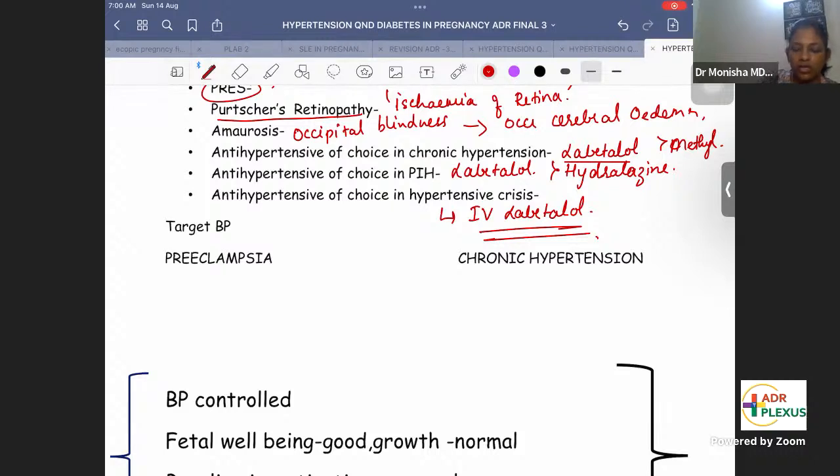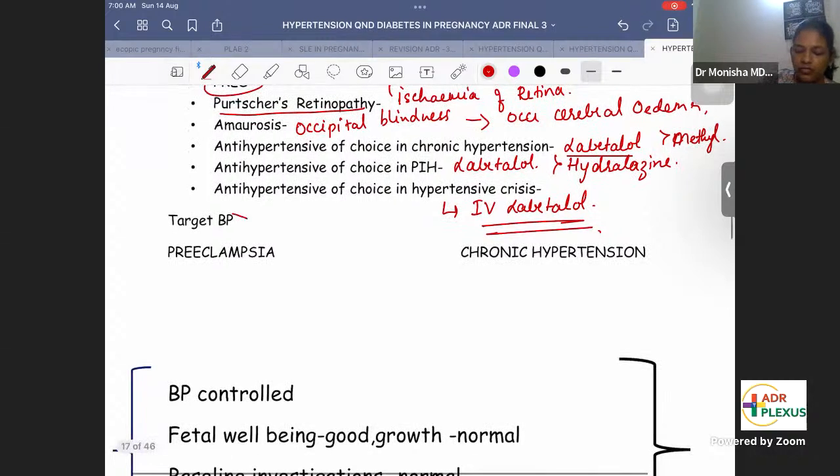Next we will see what is the target BP. So we have started an antihypertensive. Now you have to know what is your target. You can't be lowering her BP very much. See, high BP is tolerable, whereas very low BP causes sudden decrease to the blood flow to the baby, leading to severe hypoxia, and it is very difficult to reverse it back. So it is important you fix a target and you alter the dose according to it.